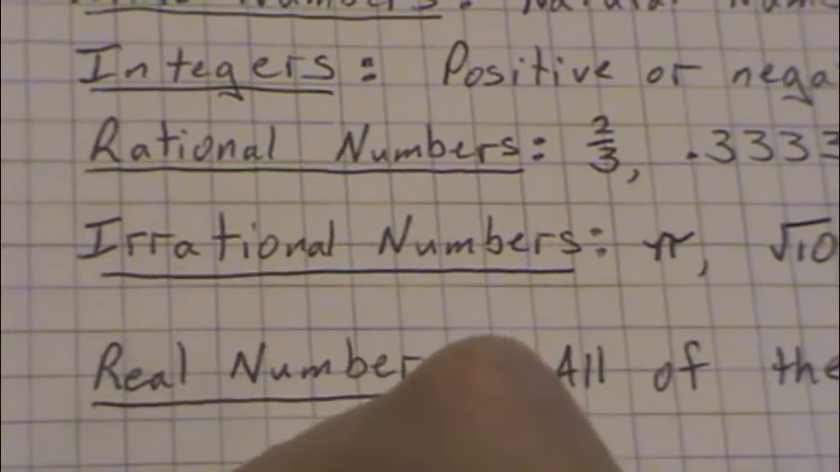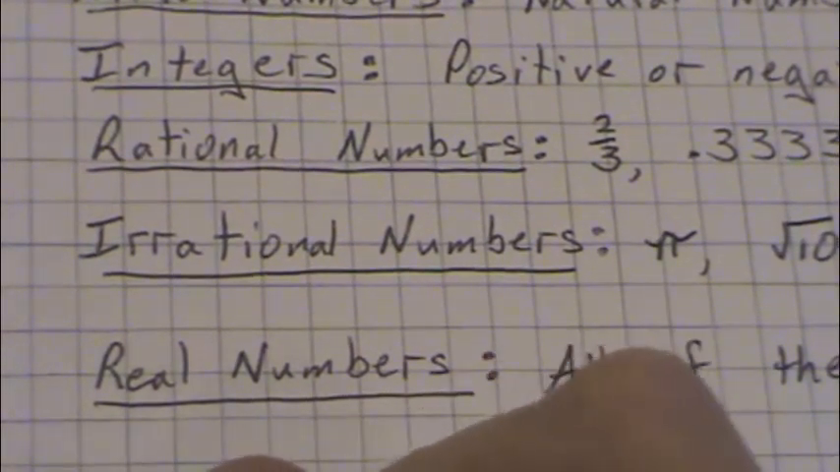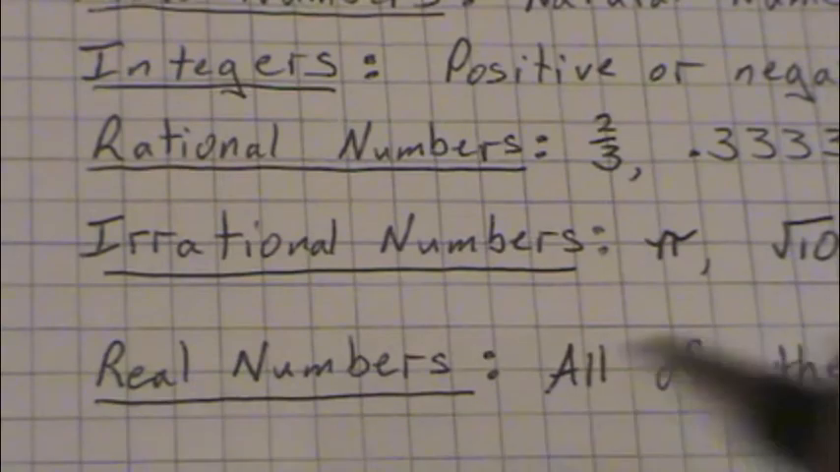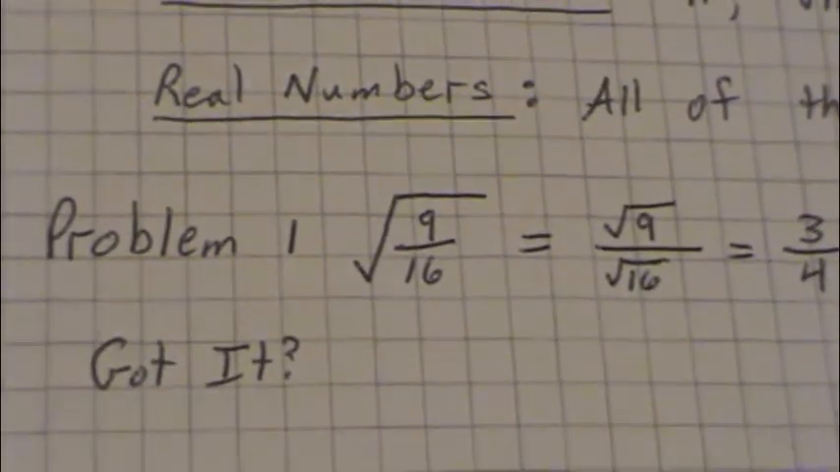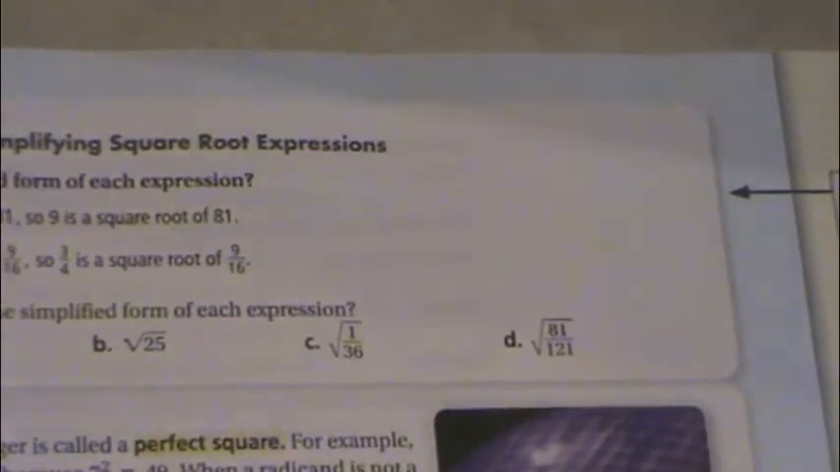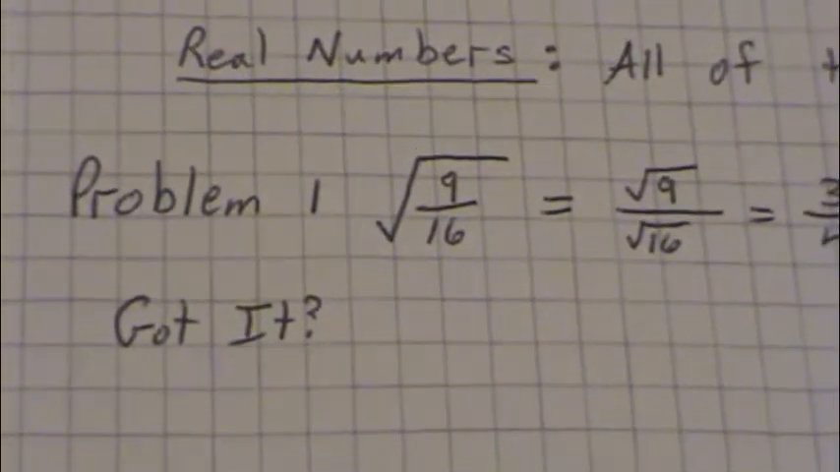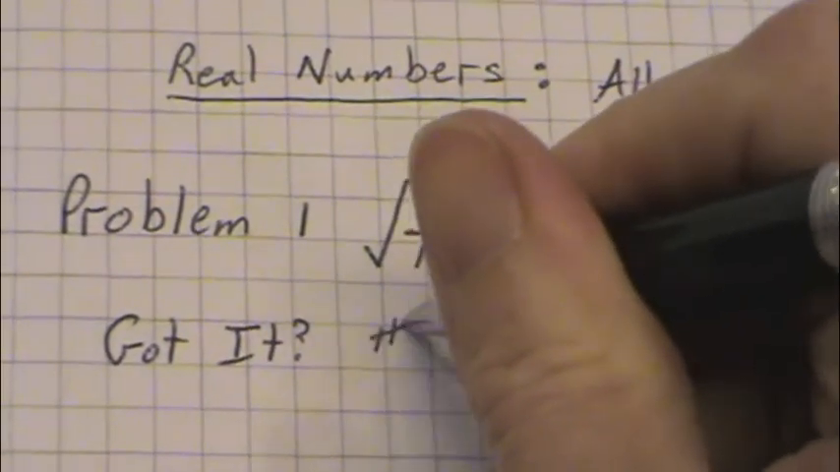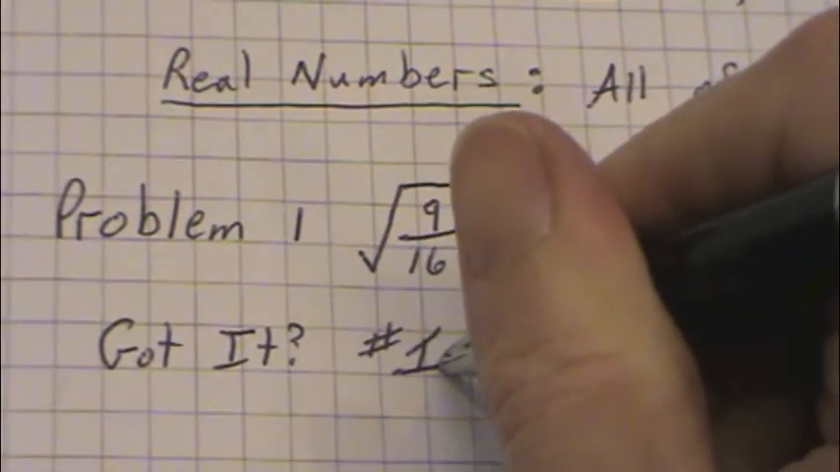I would like you to do got it, which is number 1 with 4 parts. Okay, you take time and do that. I'll wait.